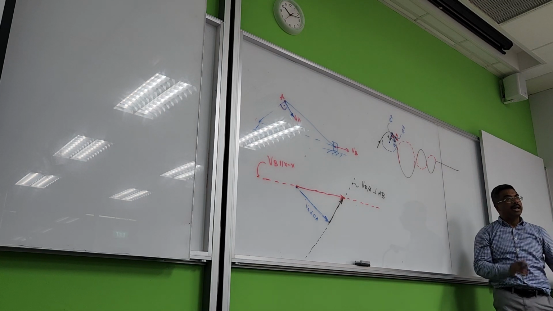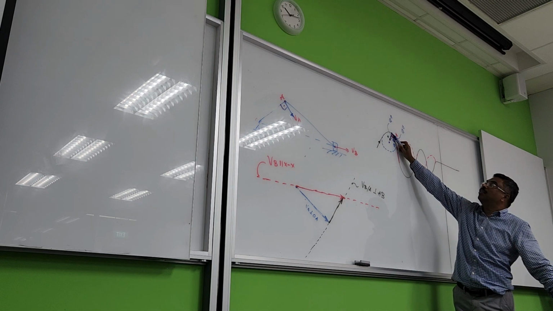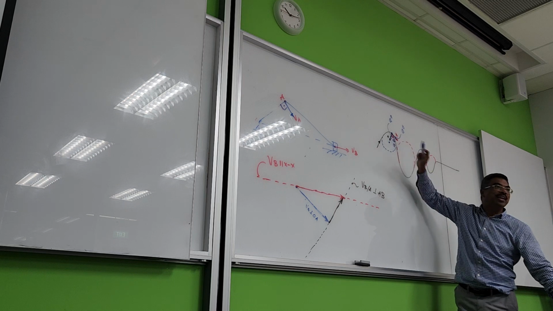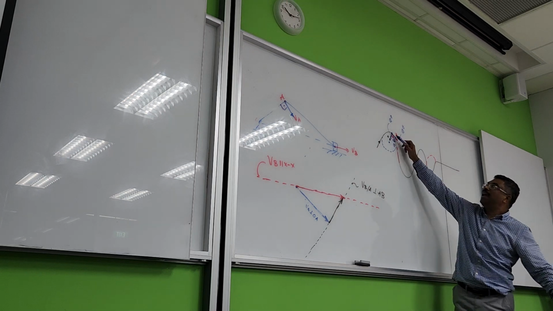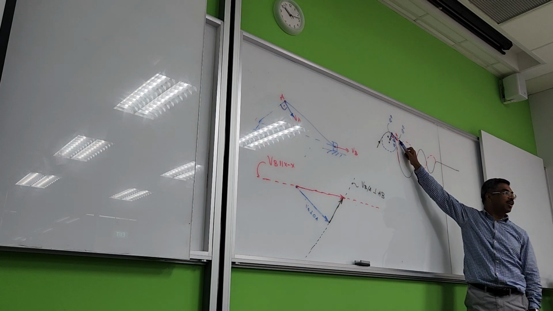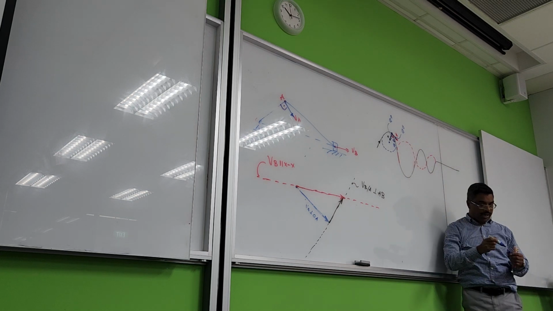Clear to everyone? And now look at here. If you do not have AT, then you have only AN, and AN will be your A. A will be this way, right? If you do not have AN, you have only AT, then your absolute A will be in this direction. Correct or not? Please analyze these things. Very important.